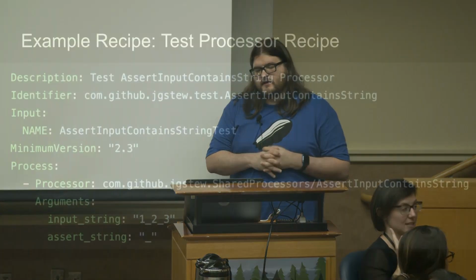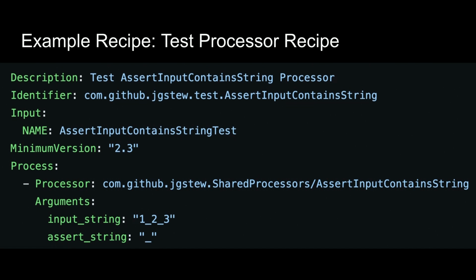So this is a very simple example of a recipe. It uses a processor that I created called assert input contains string. It's the simplest processor there could be and the simplest test recipe there could be for this. I actually use this processor to validate the output of other processors. All this really does is say the string that I'm giving it must contain the other string that I'm checking for. And that's it. It's very simple. But this is what a YAML recipe looks like. This is the minimal set of things that you need, and the minimal example of what it takes to write a recipe.